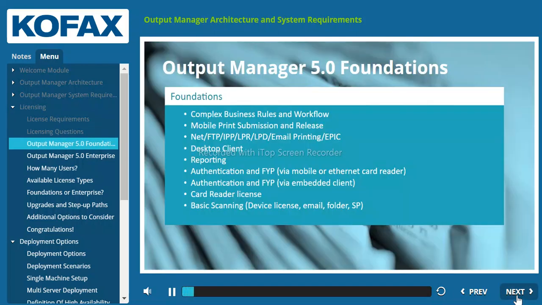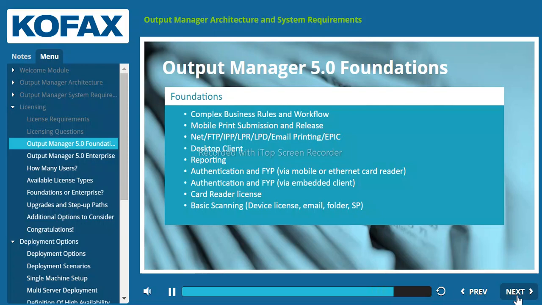Output Manager 5.0 Foundations includes complex business rules and workflows, mobile print submission and release, Net, FTP, IPP, LPR, LPD, email printing, Epic, desktop client, reporting, authentication and follow-you printing, FYP, via mobile or Ethernet card reader, authentication and FYP via embedded client, card reader license, basic scanning, device license, email, folder, SP.